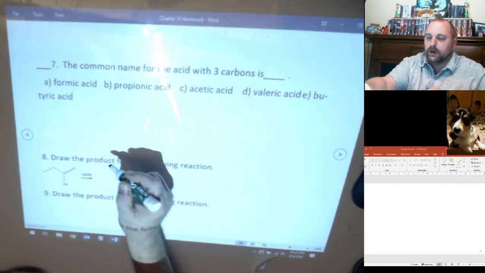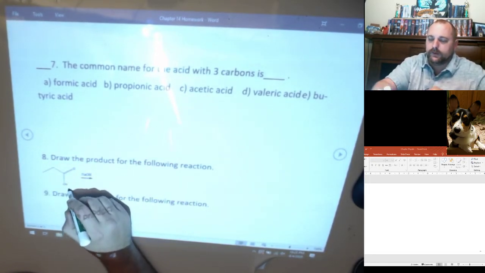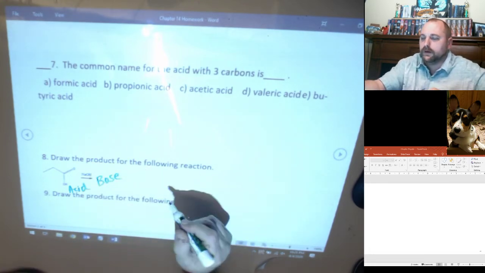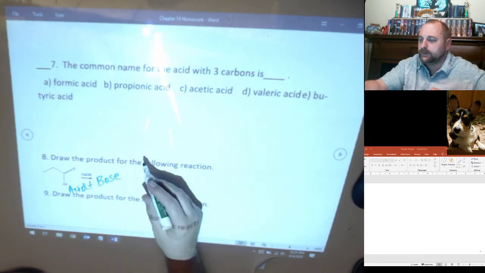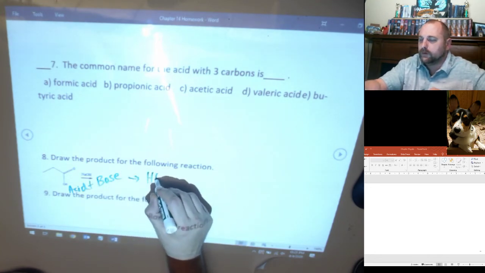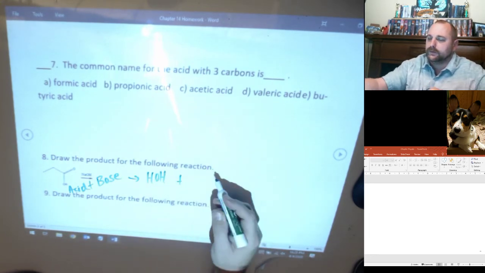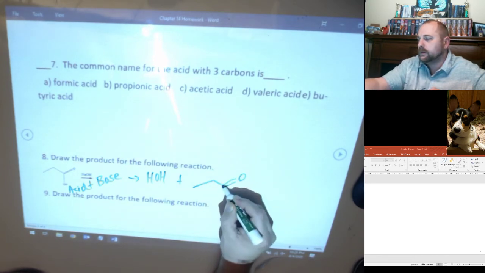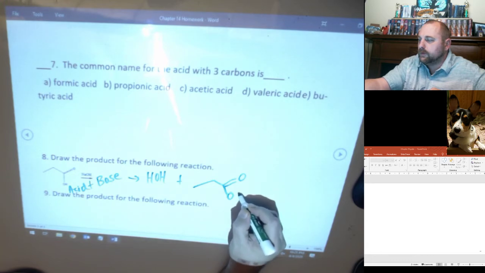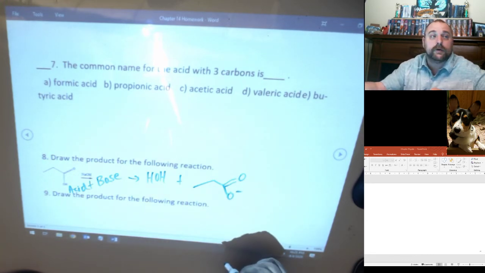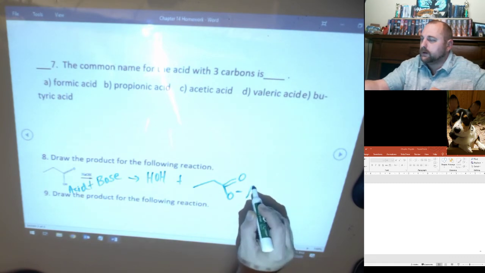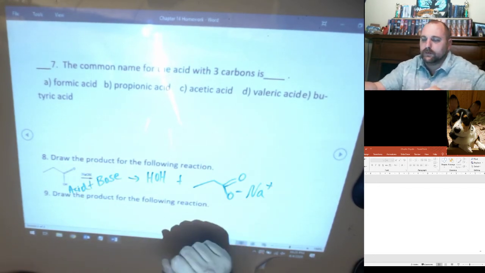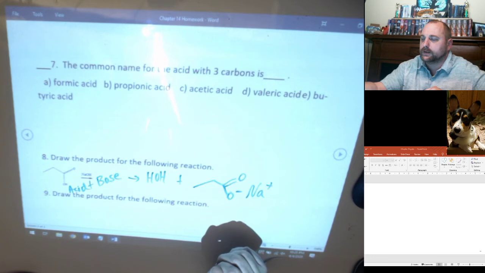What do I have here? I've got an acid and I have a base. An acid plus a base will go to water, but what they're after is this next part. All I have to do is draw my acid, and instead of that OH, I now have an O negative, and then I'll have Na positive out here. So all we did was deprotonate. This was an acid-base reaction.